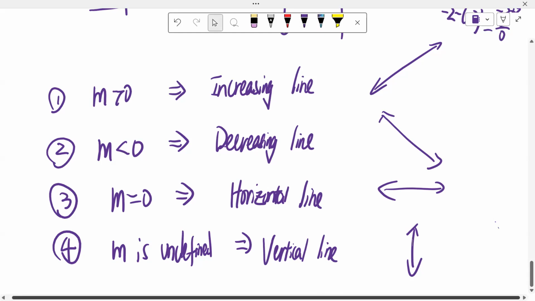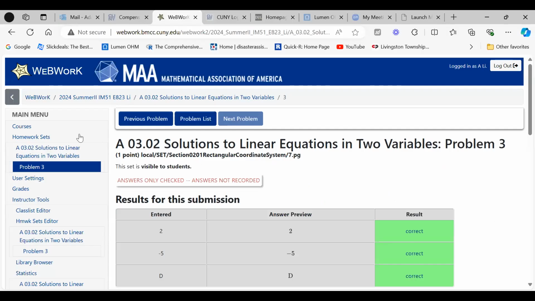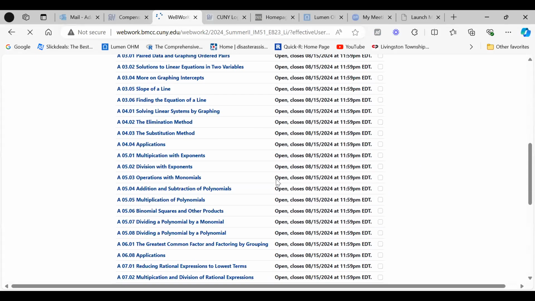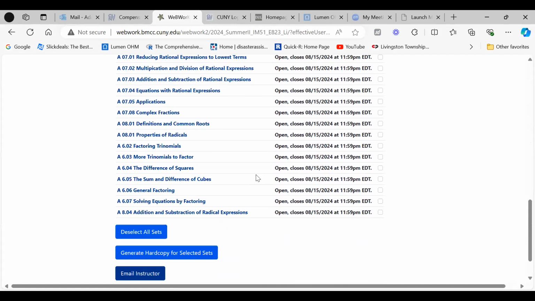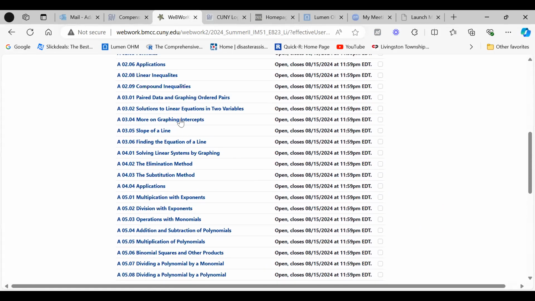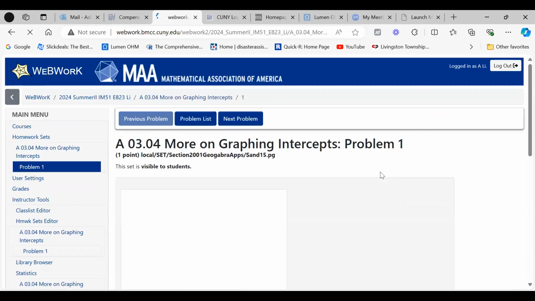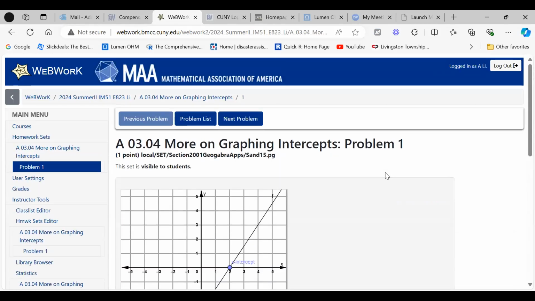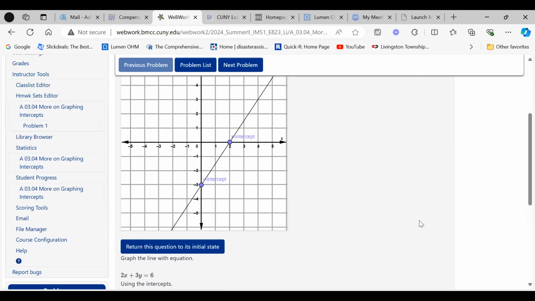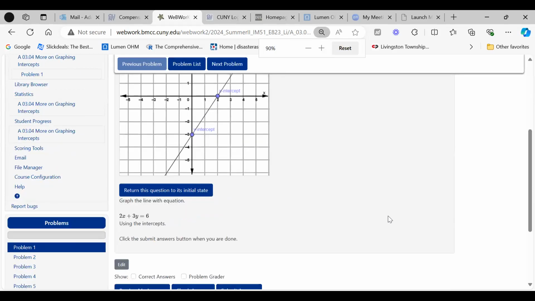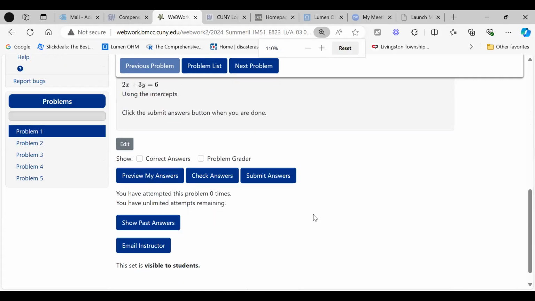All right, let's learn how to graph some of the equations. Let's go back to the homework set 3.3. There's no homework assignment for 3.3, so it's okay, 3.4. More on graphing intercepts. Let's learn how to graph more of them. Problem number 1: find the x and y intercepts and then graph it. I'll let you try this really quickly. First of all, get the x and y intercepts for this, and then graph it.